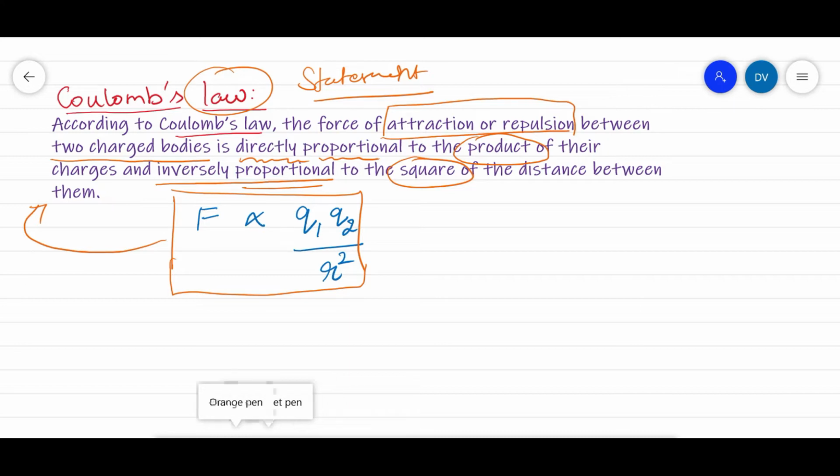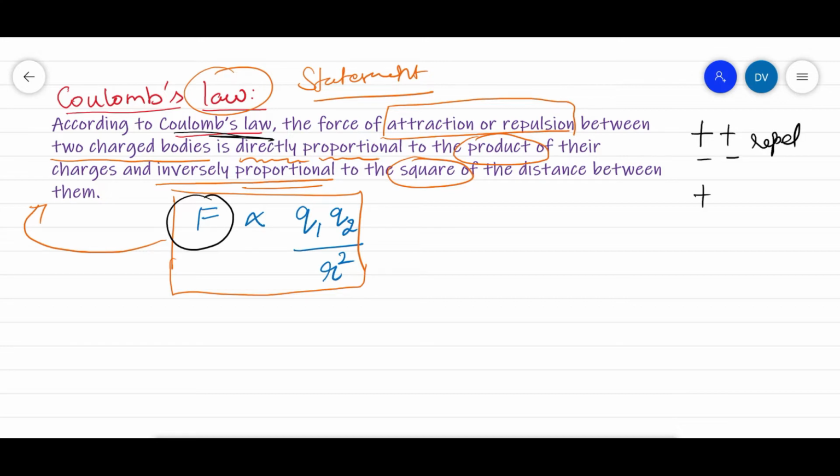Okay. So now once again I will read the statement. Now you can understand the difference before and now. According to Coulomb's law, the force, so we are mentioning the letter F. It can be attraction or repulsion because we know like charges repel each other and unlike charges attract each other. So we are having clarity over here itself.